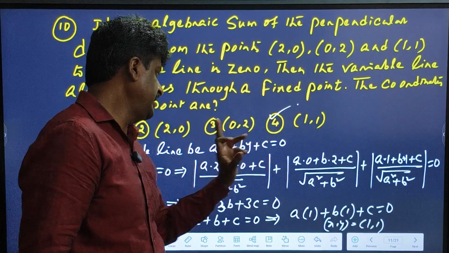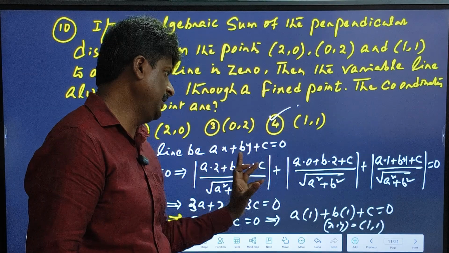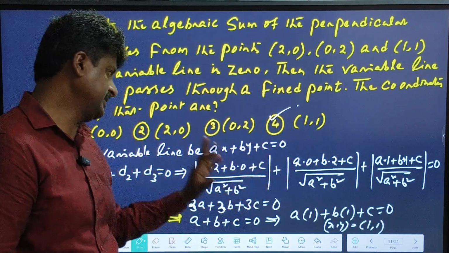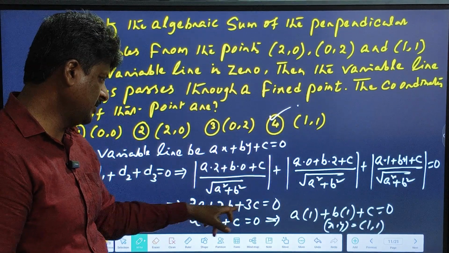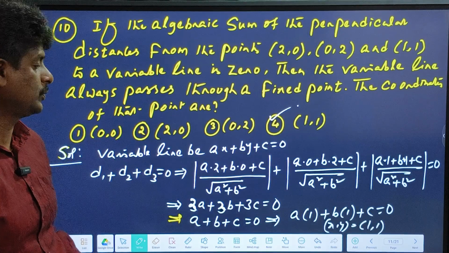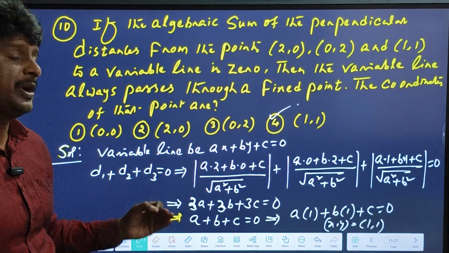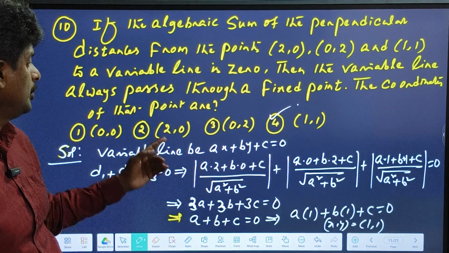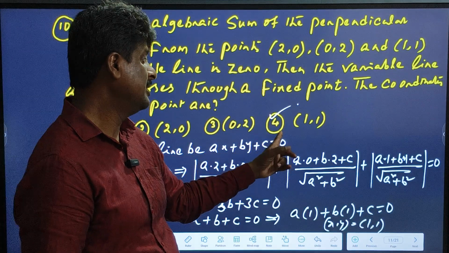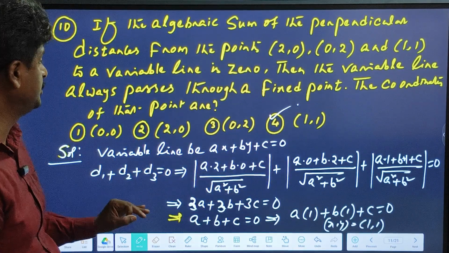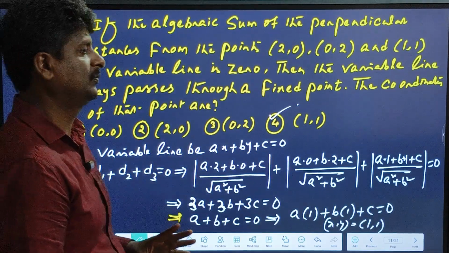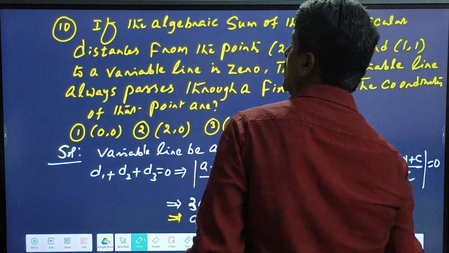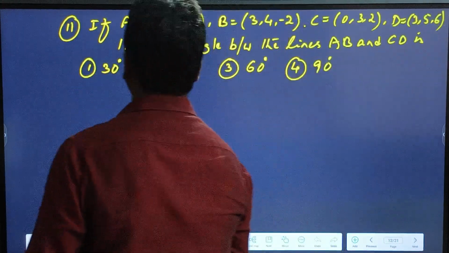2a plus a is 3a, 2b plus b is 3b, c plus c plus c is 3c. After cancelling 3, we get a plus b plus c is equal to 0. If the sum of the coefficients is 0 in the equation of a straight line, then it always passes through the point (1, 1). Okay.